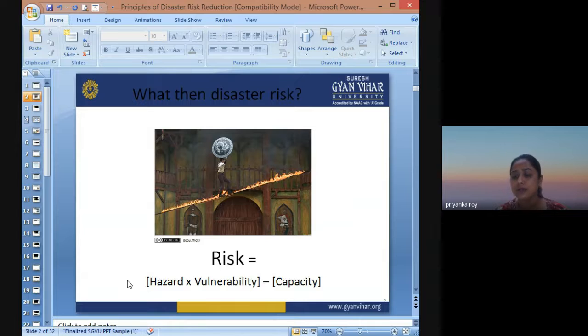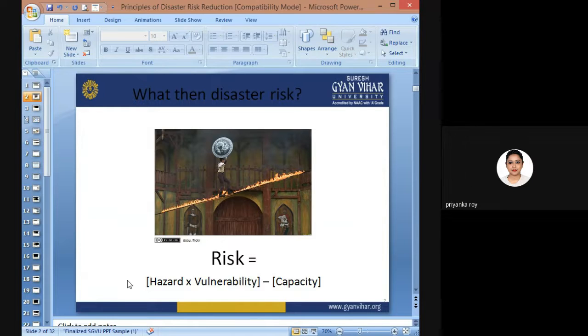Risk is when you are having hazard and vulnerability. Okay, so hazard is always a threat in any natural hazard, like there are chances of floods happening, and we have earthquakes, that is a hazard all by itself.